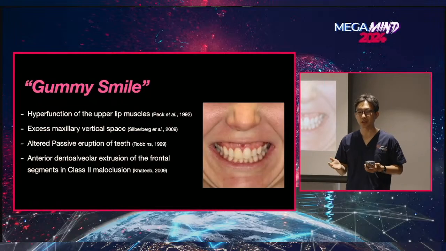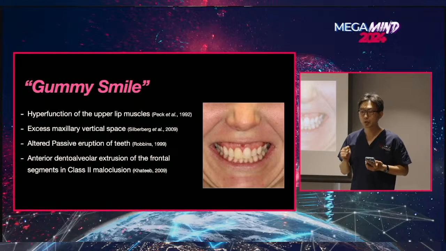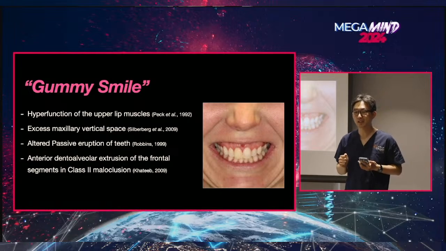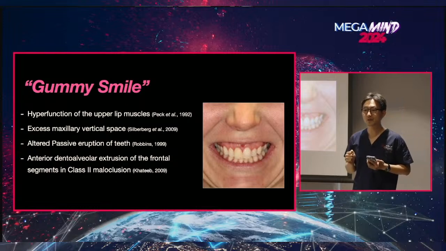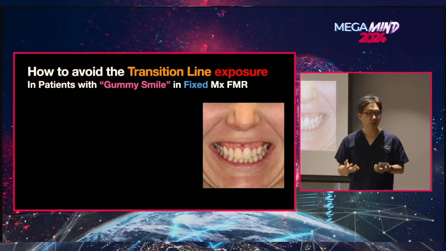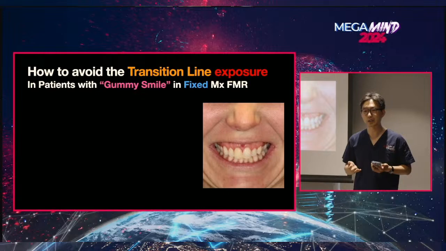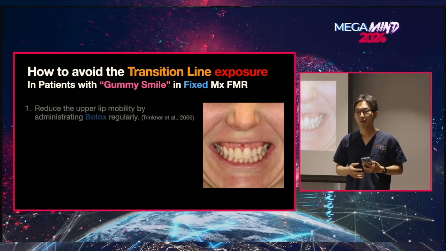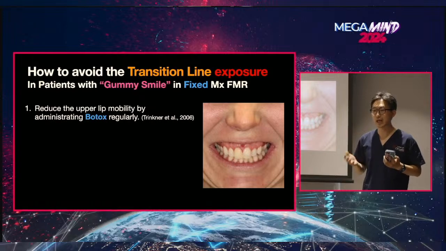So gummy smile can be caused by any of the factors listed here. It's usually seen in young female patients aged between 20 to 40, and it affects about 7 to 14% of general population. So what does literature say about avoiding transition line exposure in gummy smile patients? Botox can help by paralyzing the muscle. However, this is not a permanent solution.